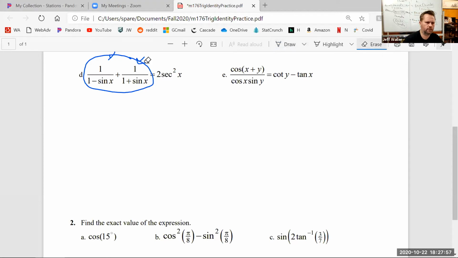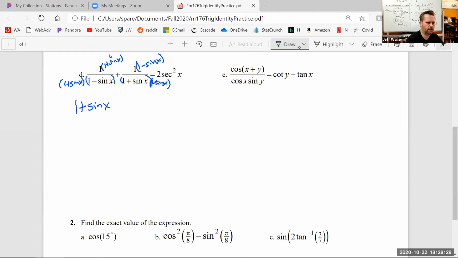So how do I get like denominators? What does this first one need? 1 plus sine x. Exactly. They're missing each other. So he needs him and he needs him. Of course, I got to do it on the bottom also. Come on, Jeff. Bam. And you got to put a 1 in there first. Bam. So on the top, I get 1 plus sine x plus 1 minus sine x all over 1 plus sine x times 1 minus sine x.